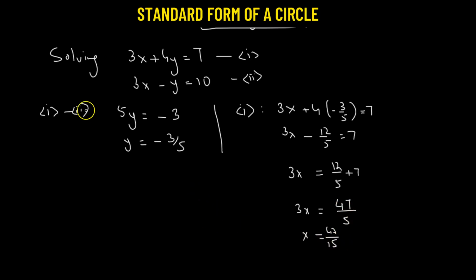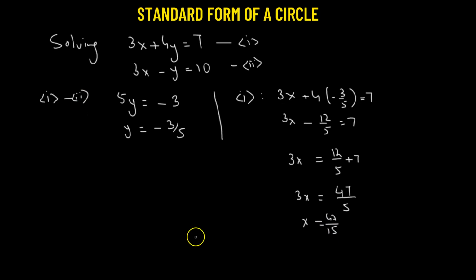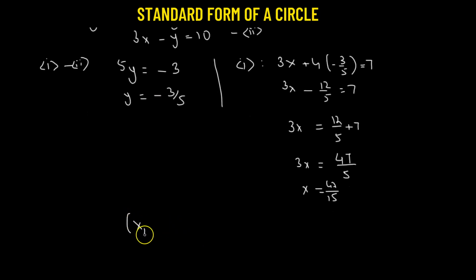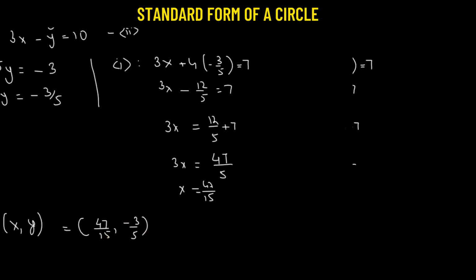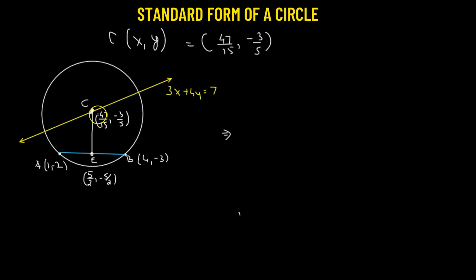Now we have the value of x as well as y. This is the coordinate of point C, which is also the center of the circle. That's 47 over 15 comma negative 3 over 5. So we have the coordinate of the center and the two points A and B. Let's join point C and point A, and this gives us the radius of the circle.